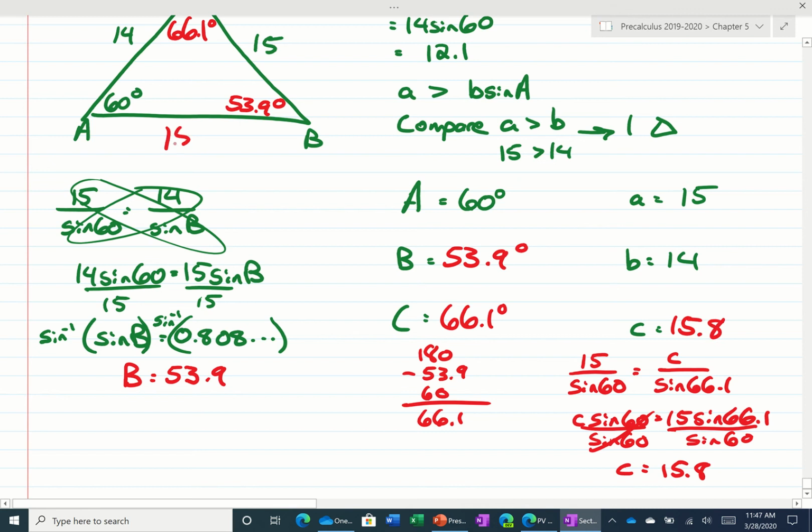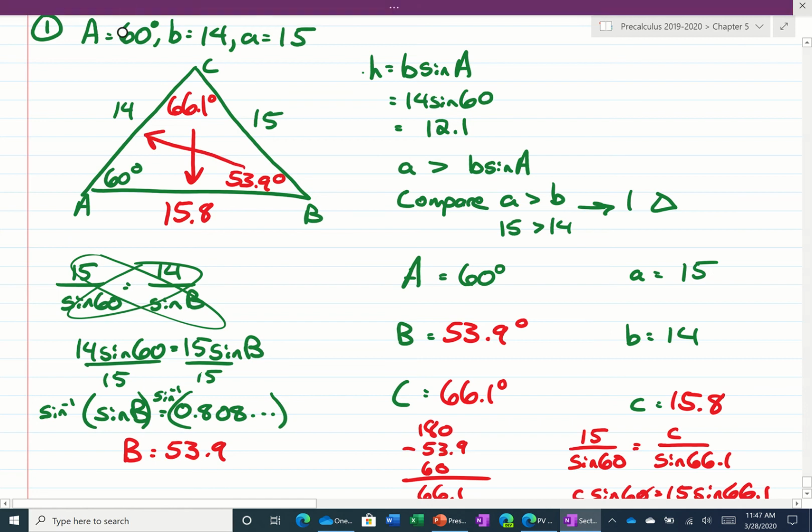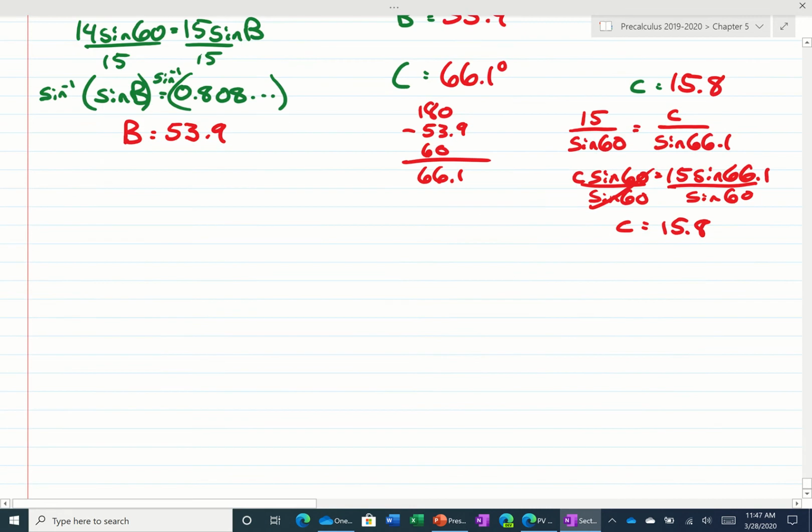So I'm just going to double check. Largest angle, largest side, smallest angle, smallest side. So everything looks like it works. A couple more examples.